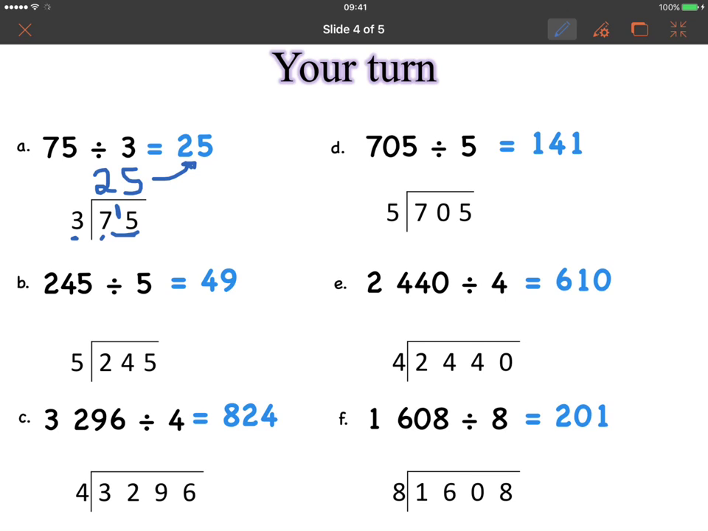I'll do the last one here on F as well as an example for you. 8 cannot go into 1, and therefore I put a placeholder, but 8 can go into 16 twice with no remainder. 8 goes into 0 times, and 8 goes into 8 once. And there you have it.